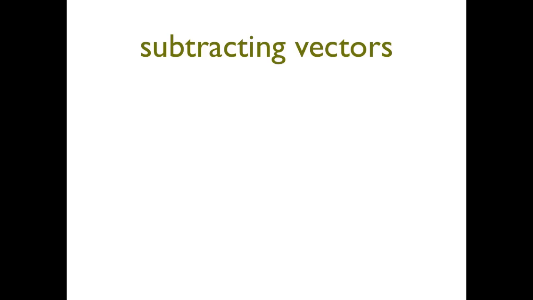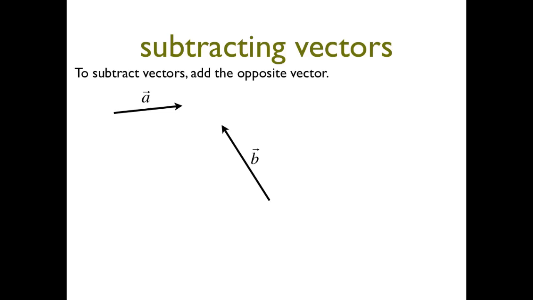Okay, subtracting, a little bit less intuitive. To subtract vectors, one way to think about it is you could add the opposite. So if I want to do b minus a, I could do b plus the opposite of a. And what is the opposite of a? Same magnitude, exactly in the opposite direction.